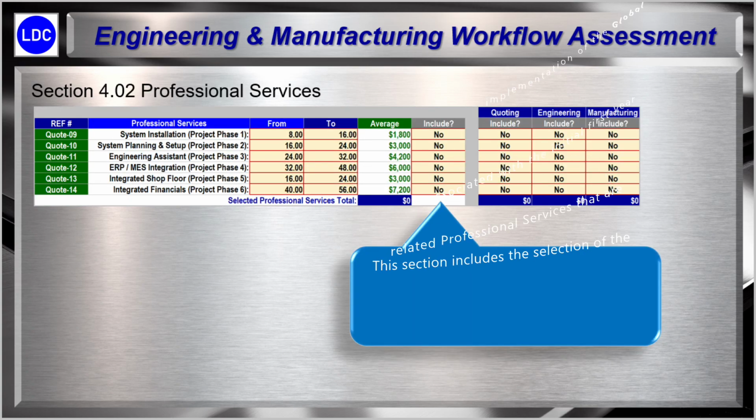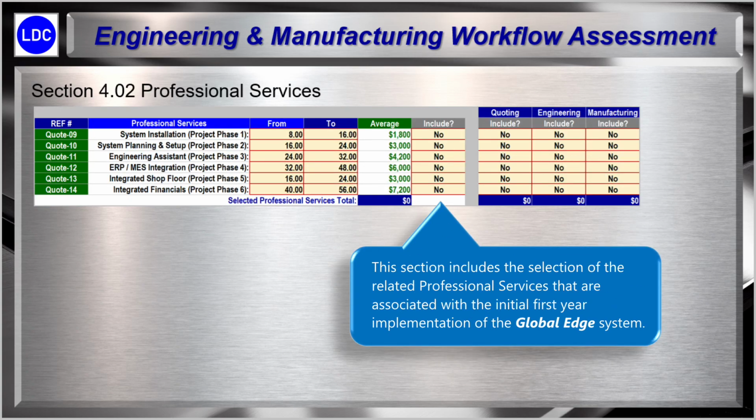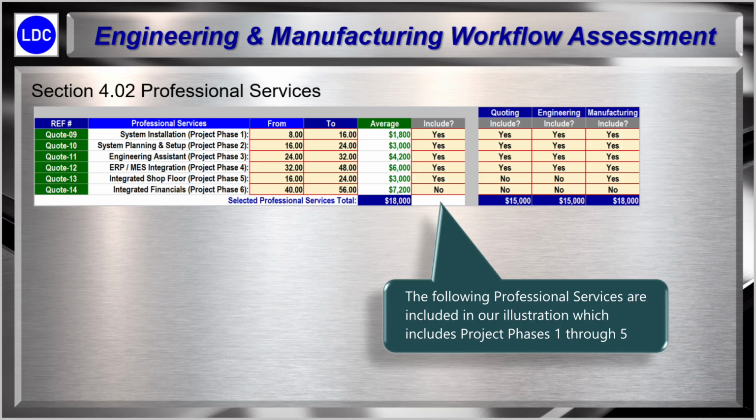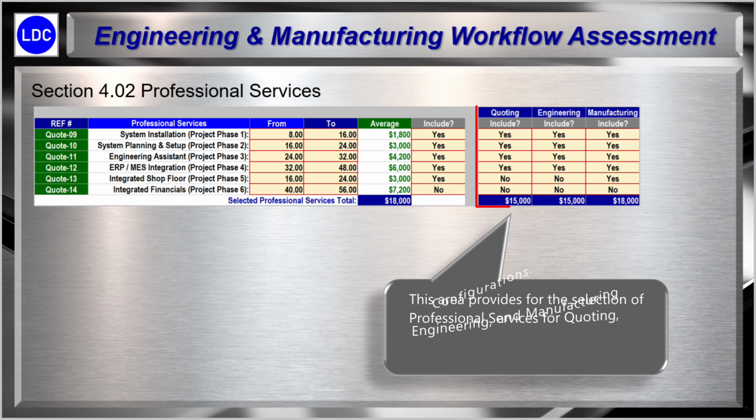This section includes the selection of the related professional services that are associated with the initial first-year implementation of the Global Edge system. The following professional services are included in our illustration, which includes project phases 1 through 5. This area provides for the selection of professional services for quoting, engineering, and manufacturing configurations.